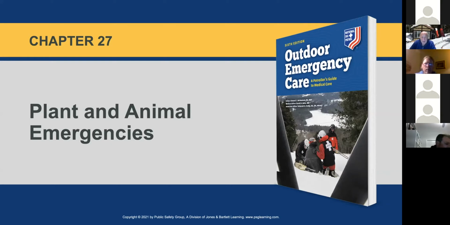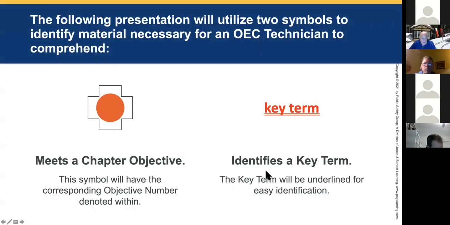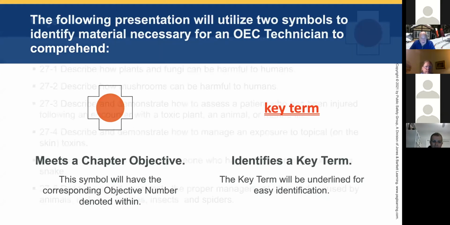Anyway, tonight's subject is the plant and animal emergencies. And of course, you saw the blurb at the beginning that meets the chapter objectives. The cross with a dot meets the chapter objective. The key term identifies a key term. The key term will be underlined for easy identification.